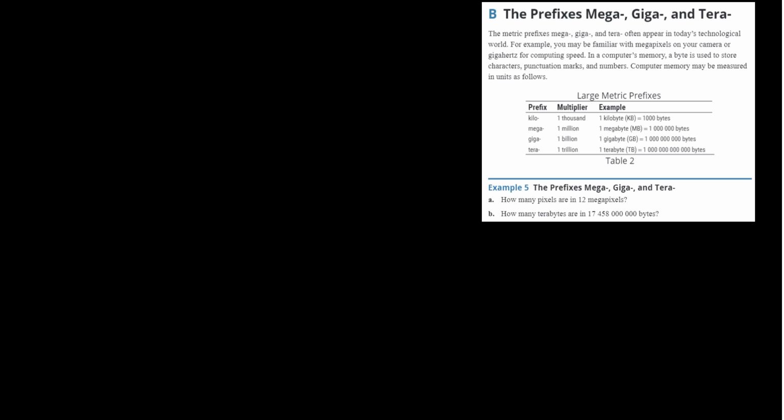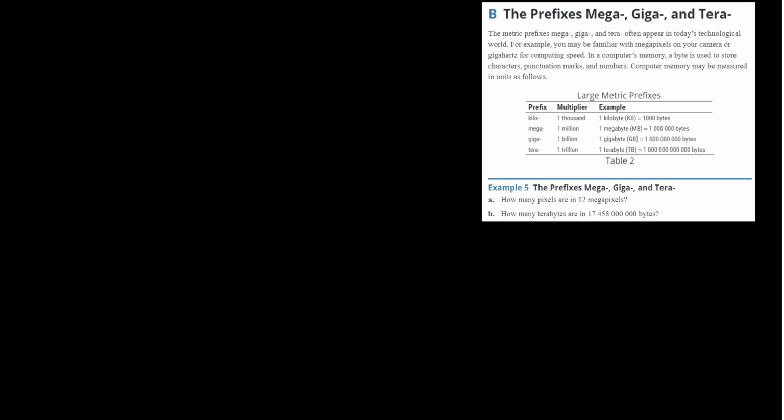So let's go right here. The metric prefixes mega, giga, and tera often appear in today's technological world. For example, you may be familiar with the megapixel on your camera or the gigahertz for computing speed. In a computer's memory, a byte is used to store characters, punctuation marks, and numbers. Computer memory may be measured in units as follows. Of course, we see kilo is 1,000, mega is 1,000,000, giga is 1,000,000,000, and tera is 1,000,000,000,000. So we're familiar with kilo, which is just 1,000.